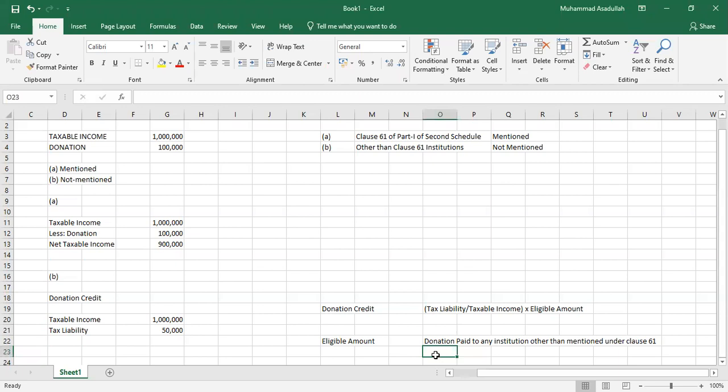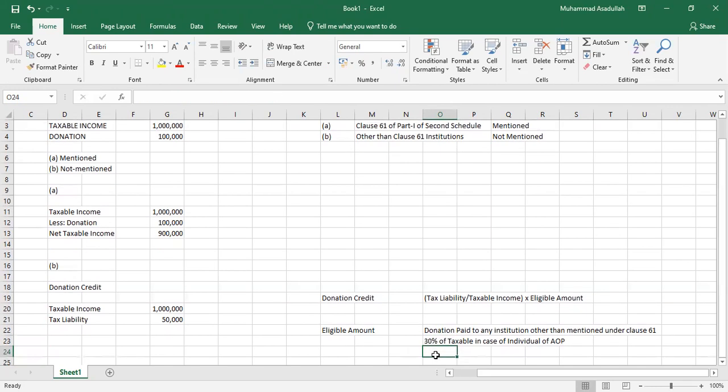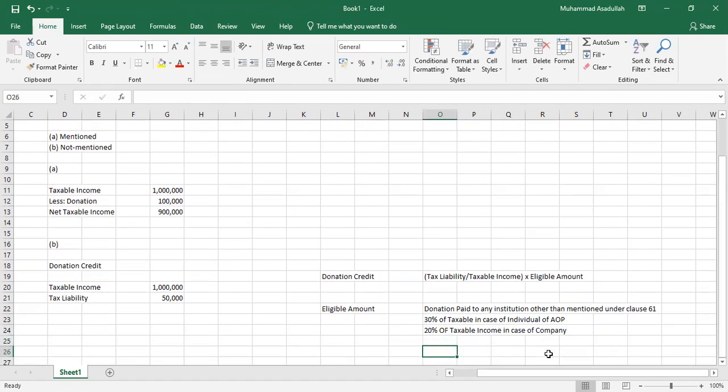and 30% of taxable income in case of individual or association of persons. If it is a company or business, then 20% of taxable income in case of company. Now in this case, how much donation have we paid? Rupees 1 lakh is the donation amount.